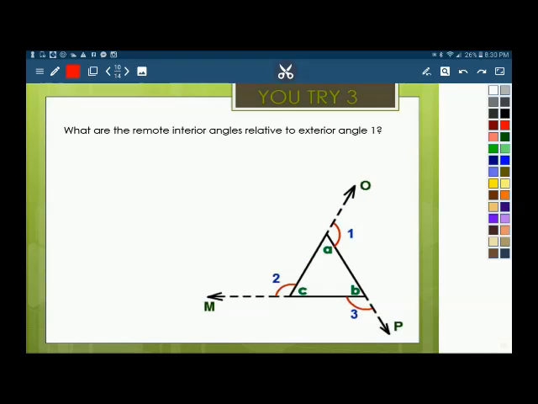Let's have you give this a try in your third U-Try. It says, what are the remote interior angles relative to the exterior angle 1? So you're looking at this angle right here. You're going to tell me which angles are the 2 remote interior, A, B, or C.